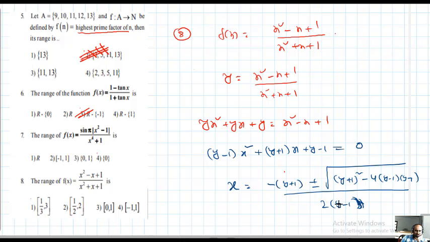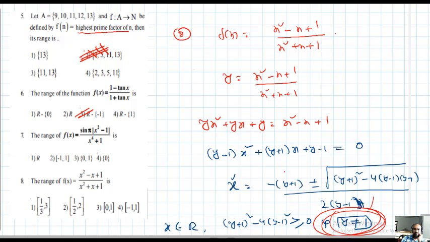Okay students, now what I want to do: for x real, what should happen? Inside the square root should be greater than or equal to 0. (y plus 1) whole square minus 4 into (y minus 1) whole square should be greater than or equal to 0, and y not equal to 1 here. For x to be a real number, under the square root should be greater than or equal to 0 and the denominator not equal to 0. But you need to cross check this one.